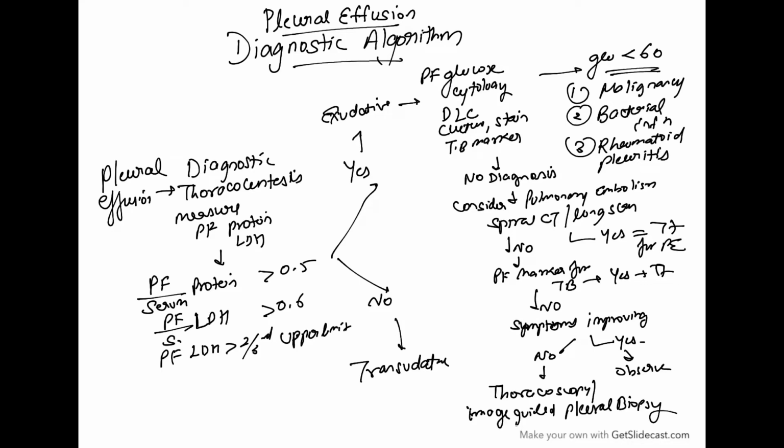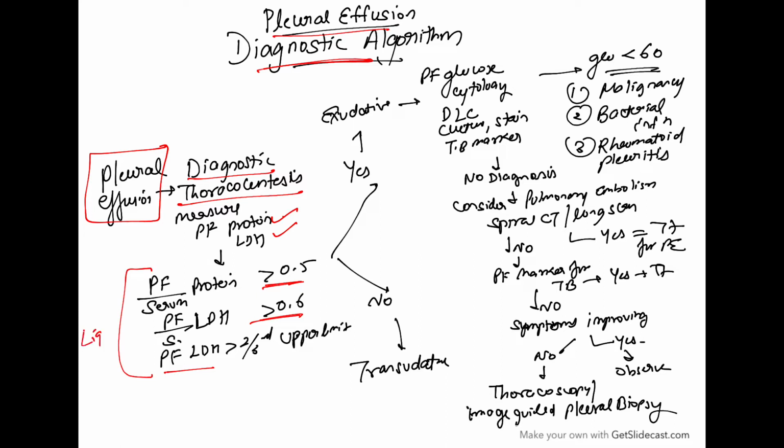Continuing our discussion on pleural effusion, let us see the diagnostic algorithm. So if a patient has pleural effusion, first we need to do a diagnostic thoracocentesis, and then we'll measure the pleural fluid protein and LDH. If the pleural fluid to serum protein ratio is more than 0.5, or the pleural fluid to serum LDH ratio is more than 0.6, or pleural fluid LDH is more than 2/3 of the upper limit of the normal value of serum LDH, these are Light's criteria.